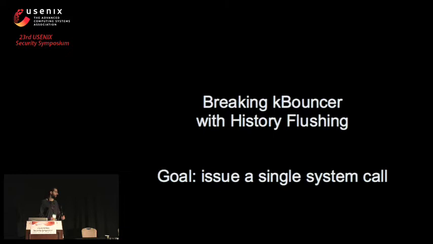The goal of the history flushing attack, and the goal of all of our attacks, is just going to be to issue a single system call. Once we've done that, we're done. We can exec a new process. kBouncer is not going to be running there. And to do this, I'm going to use something which I'm going to call a large NOP gadget.